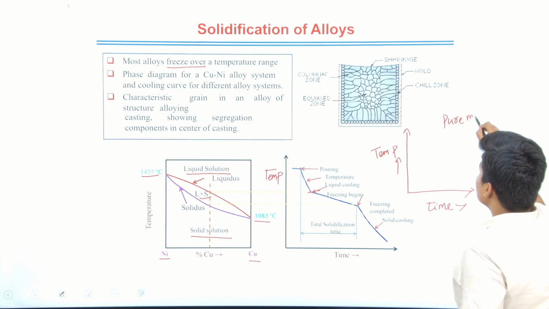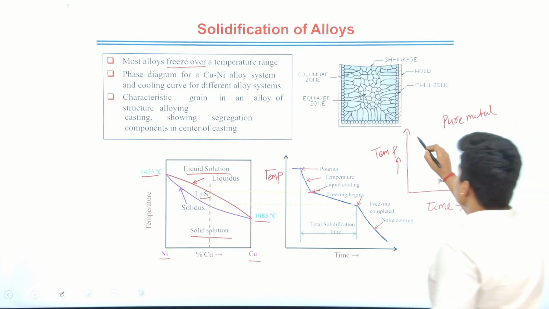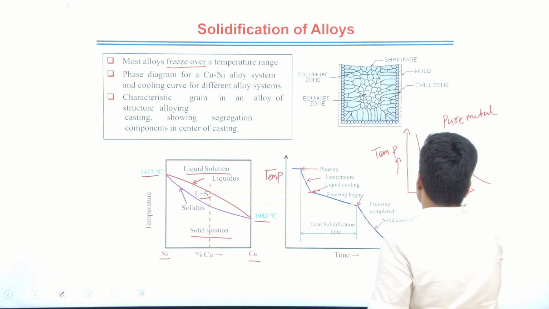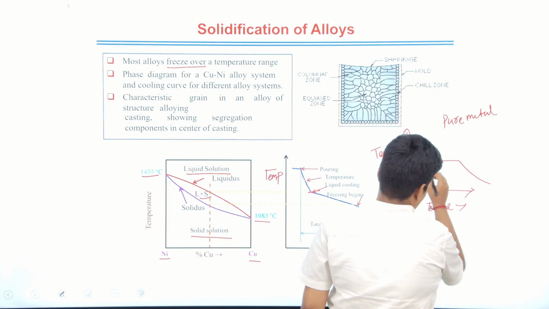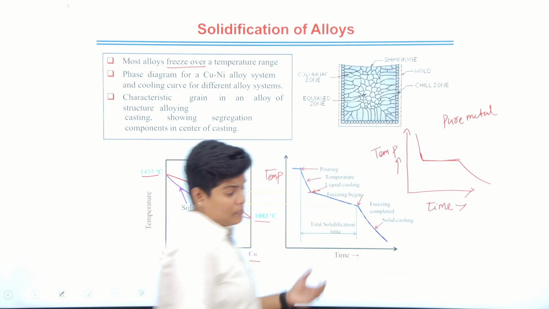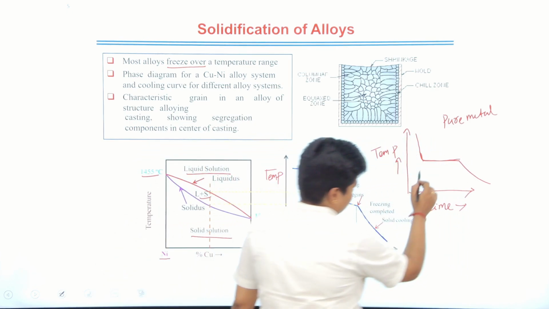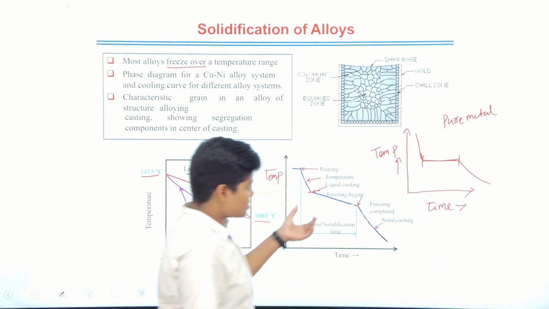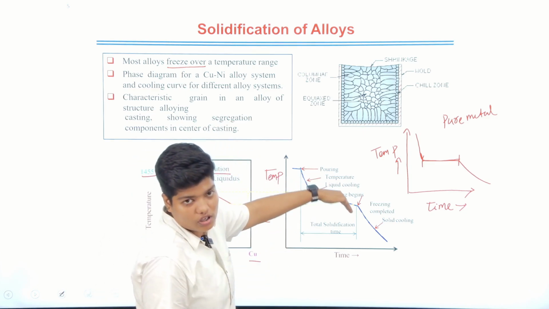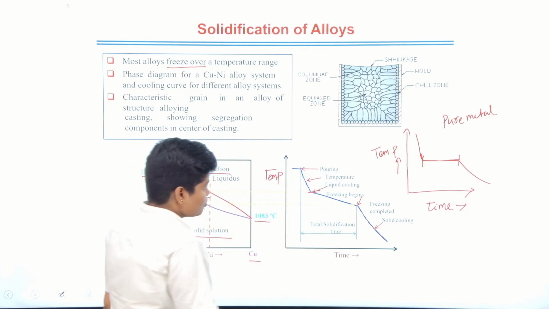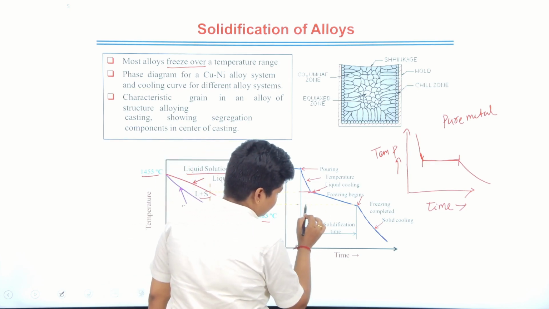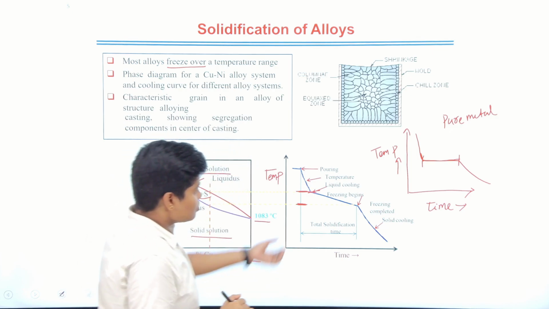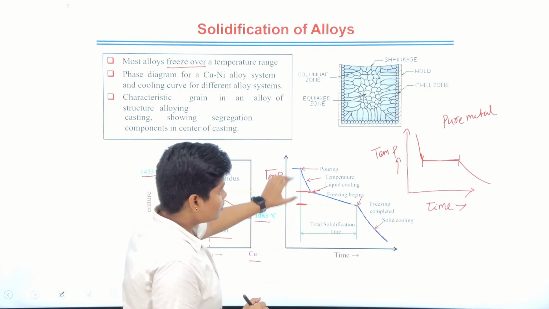In the case of pure metal, what happens? There will be a sharp decrease and then a constant temperature range from where the freezing starts to begin to where the freezing ends. But in this case, we can see there will be a small downward incline. So this is the phase of temperature. Okay, this is the solidification of the alloy system.